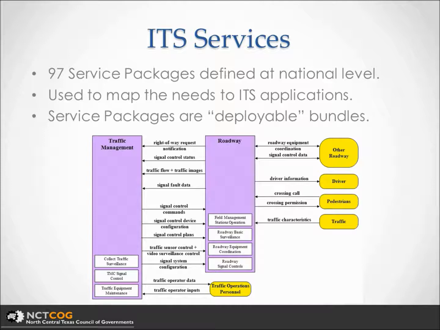ITS services are defined by 97 service packages in the National ITS architecture. Not all 97 service packages are used in the North Central Texas region. The ITS services define functional bundles or functional services that can be provided by ITS. The example here is of traffic monitoring or traffic surveillance. This system has roadway devices such as cameras or detectors and a traffic management center, and the roadway sends images and traffic data to the traffic management center. The traffic management center sends information back to control those devices or to request specific information from them. That is just one example of the 97 service packages that are available in the National ITS architecture.